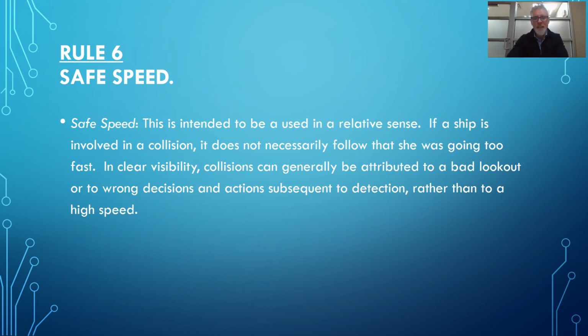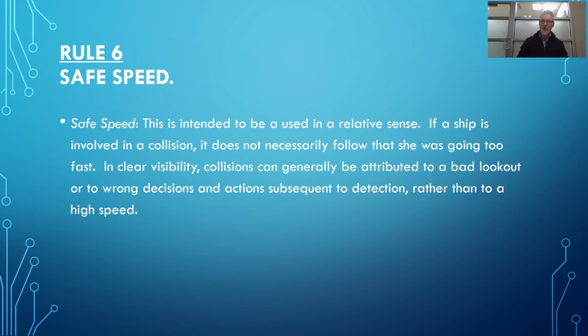Safe speed is intended to be used in a relative sense. If a ship is involved in a collision, it doesn't necessarily follow that she was going too fast. In clear visibility, collisions can generally be attributed to a bad lookout or to wrong decisions and actions subsequent to detection rather than to a high speed. So I just want to talk about that.